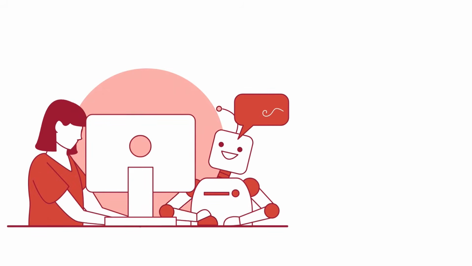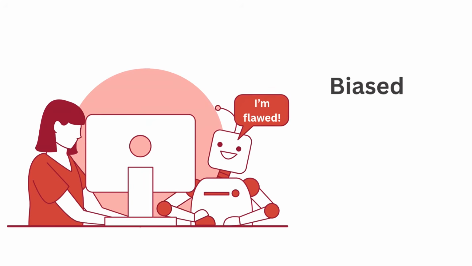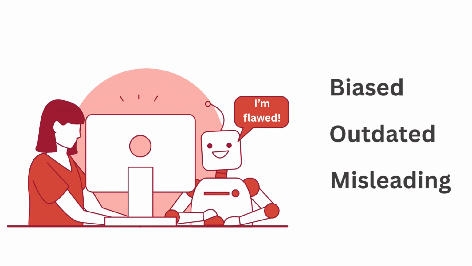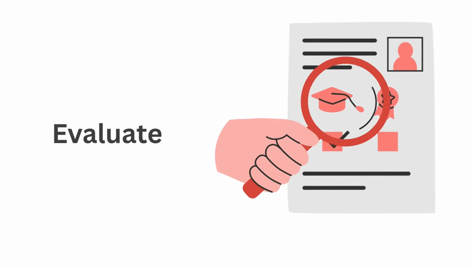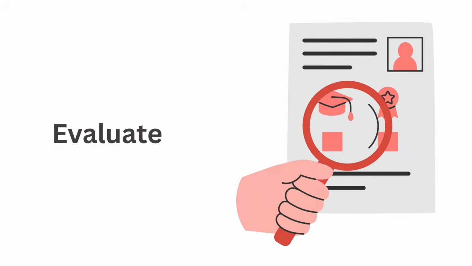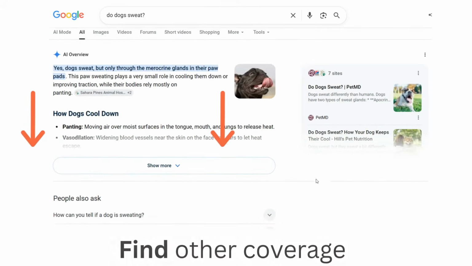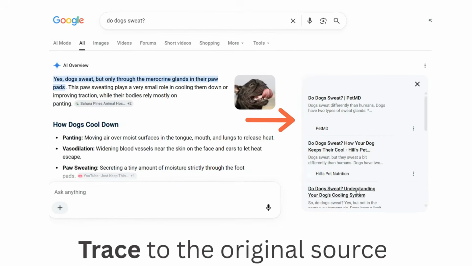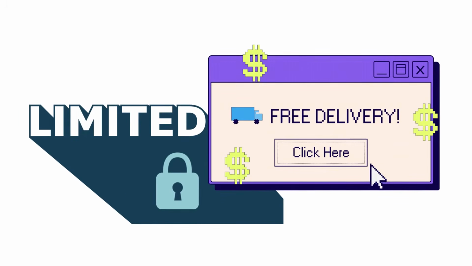Furthermore, AI learns from humans, which means it inherits human flaws. It can generate biased, outdated, or misleading information. This is why it's important to evaluate AI-generated information just like you would evaluate any other information you encounter. Do your best to find other sources that are saying the same thing as AI and try to trace the information to its original source. Remember, since AI learns from limited, freely available information, the quality of its answers can be limited too.